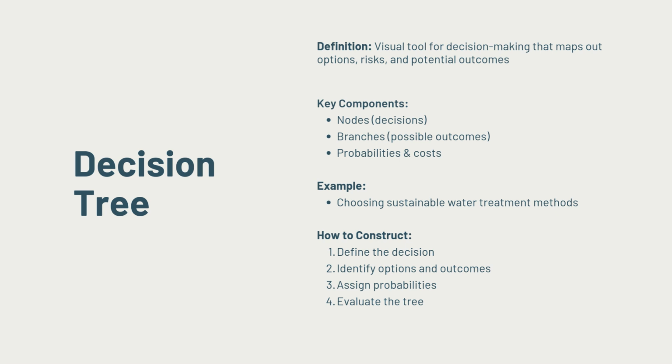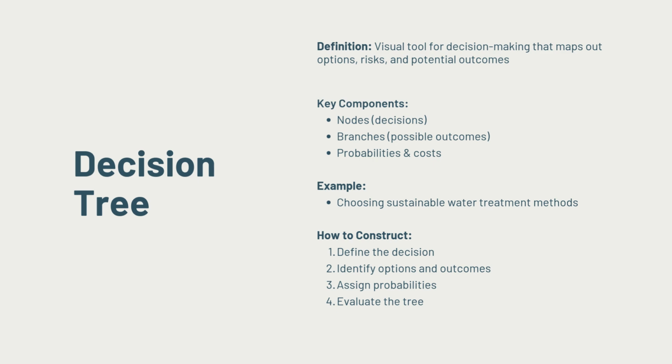Next, once you know the decision, outline all the possible options. For each option, think about the potential outcomes. These could be positive, like increased public satisfaction, or they can be negative, such as higher costs. Next is assigning probabilities and costs. So, this is where it gets a bit more analytical.